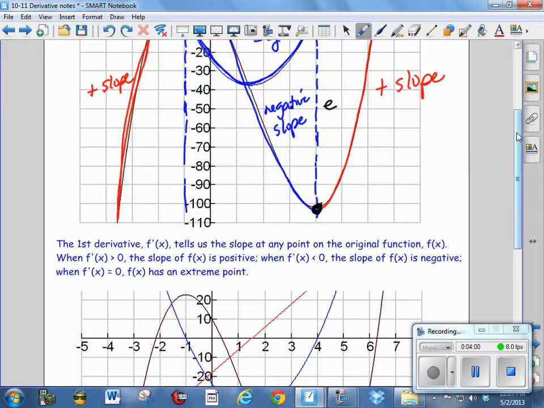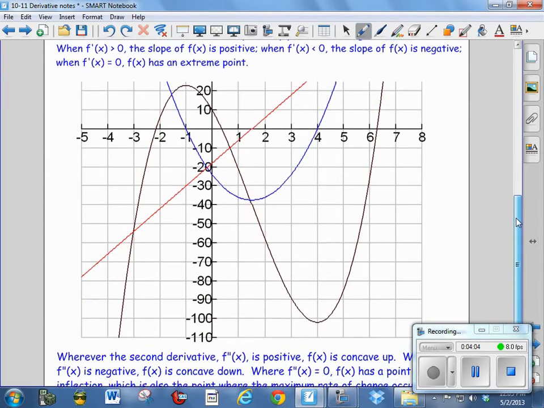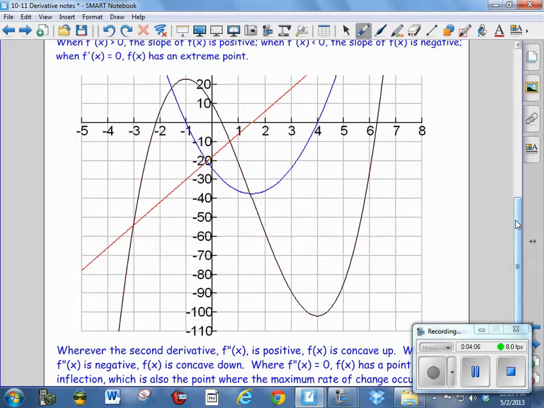Okay, now let's look at what happens when we add the second derivative in. So the black line is still f of x. The blue parabola is still f prime of x. But now we have a red line, which is f double prime of x, the second derivative.